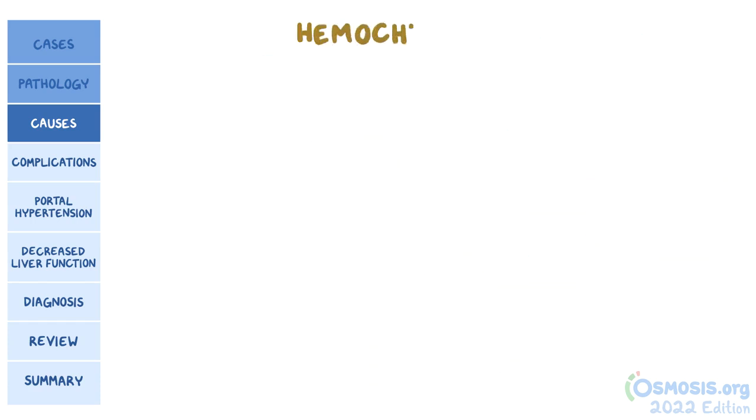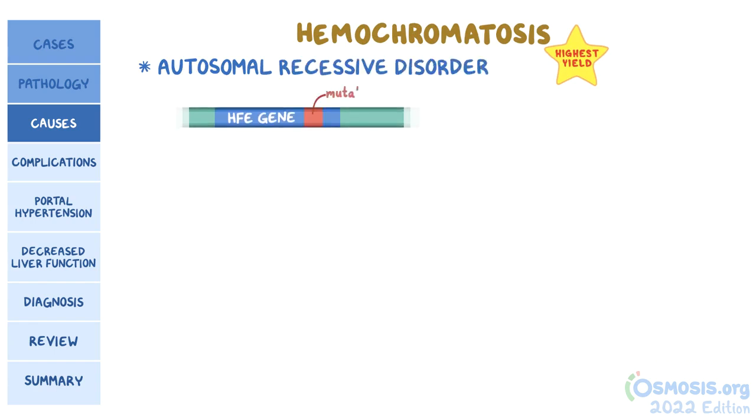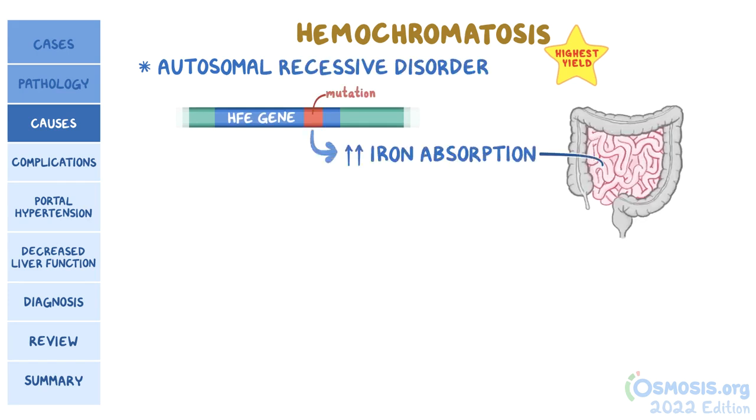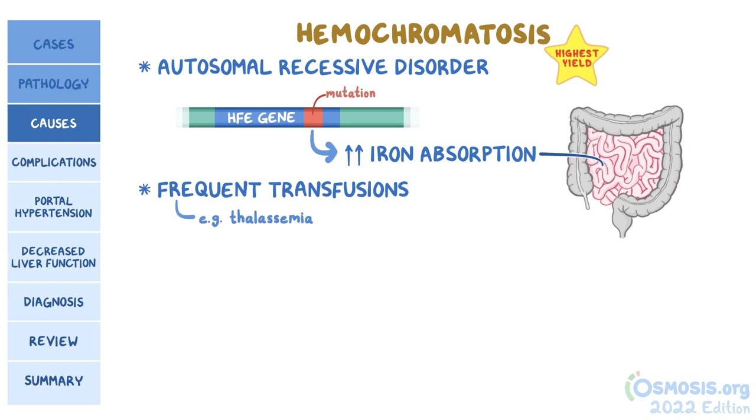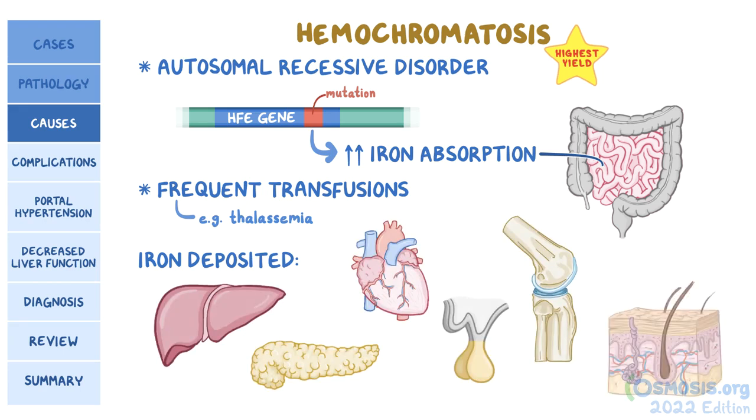Then, there's hemochromatosis, which is an autosomal recessive disorder caused by a mutation in the HFE gene that leads to increased iron absorption in the small intestine. Another cause is frequent transfusions, like when a person has thalassemia. Excess iron gets deposited everywhere, but particularly in the liver, pancreas, heart, pituitary gland, joints, and skin.